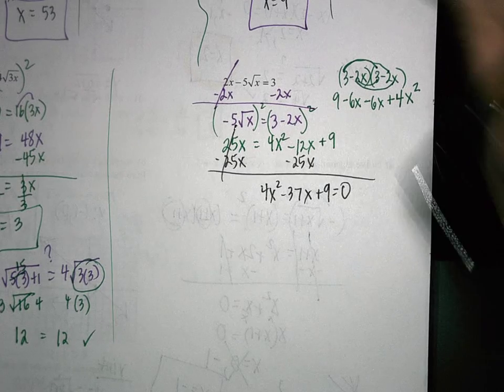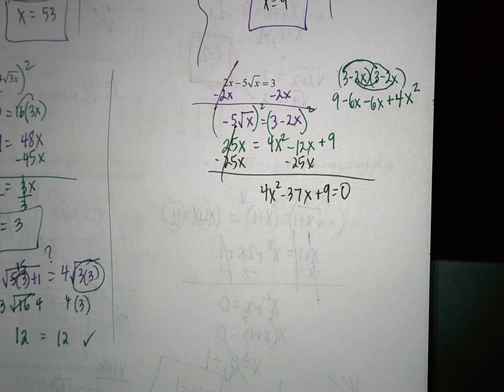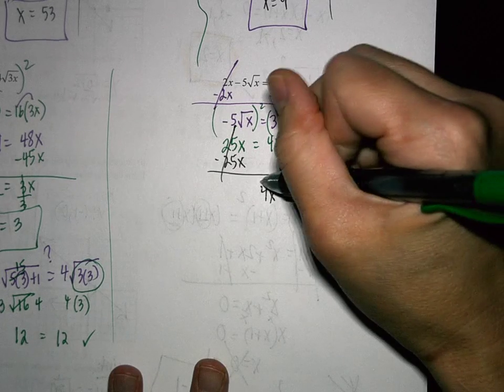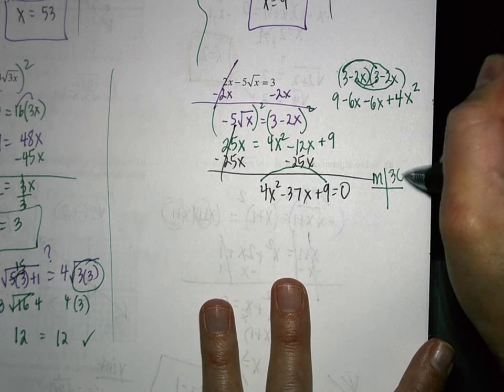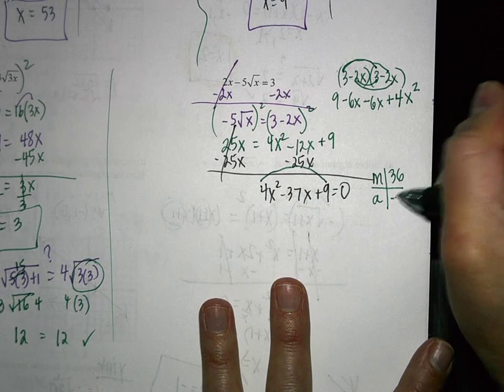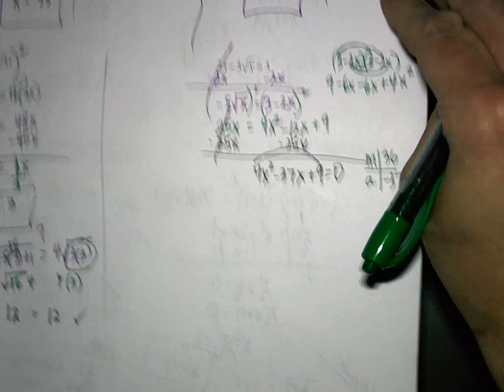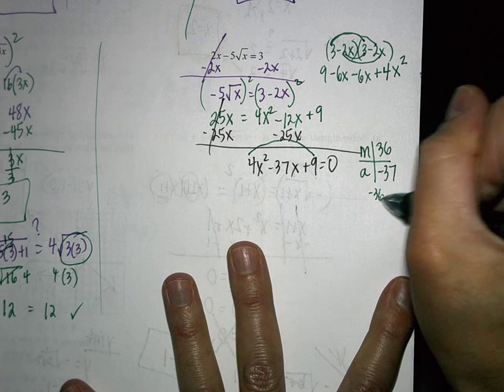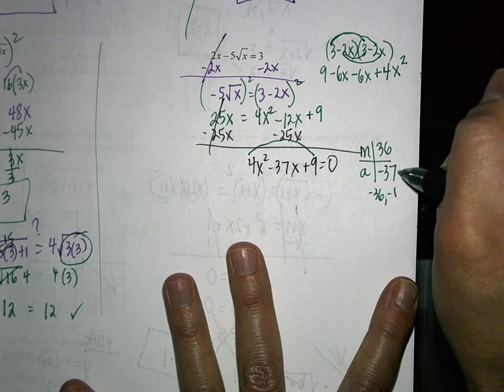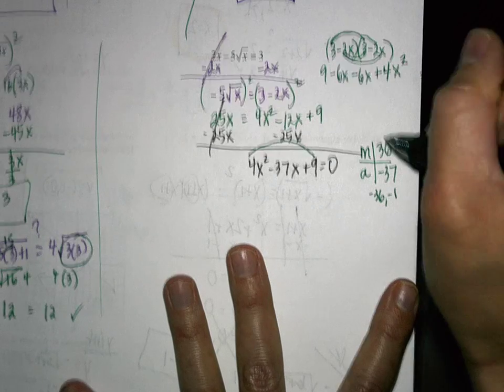Now we are going to factor. Can I use my shortcut? No. So 4 times 9, my multiplication number is what? 36. And my adding number is? Negative 37. So what numbers are going to work? Negative 36 and negative 1. Negative 36, negative 1. Do those add to be negative 37? Yeah. Do they multiply to be a positive 36? So we did it right.